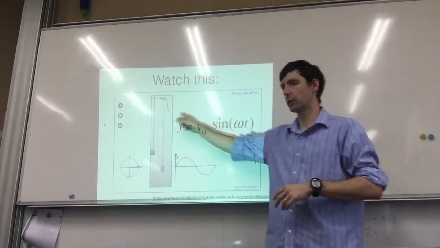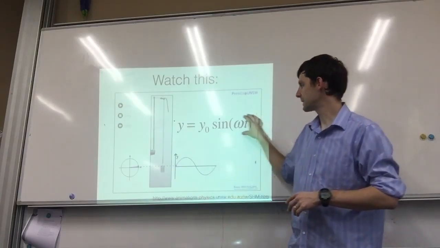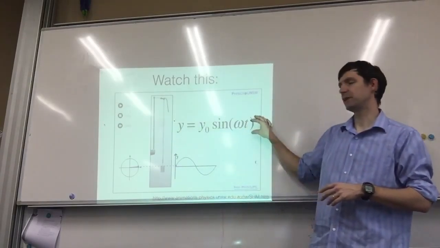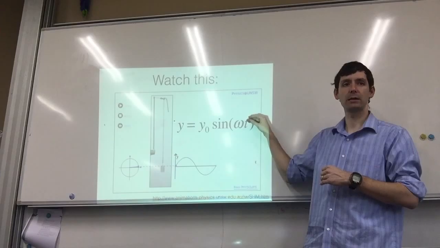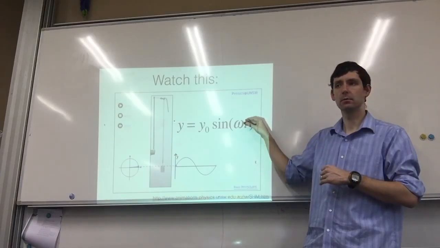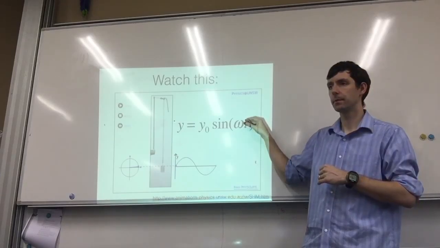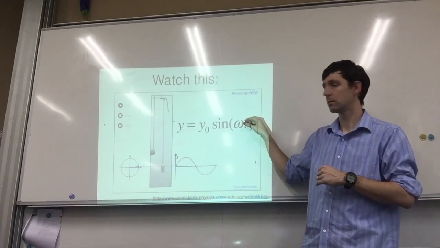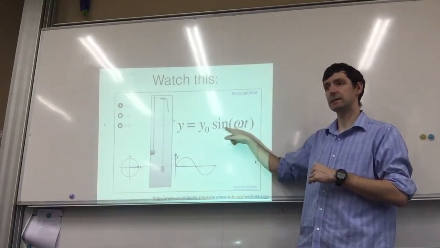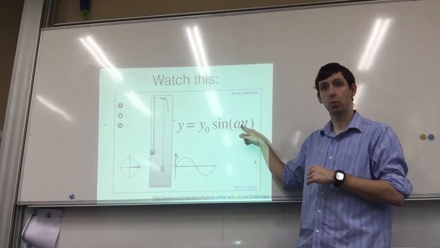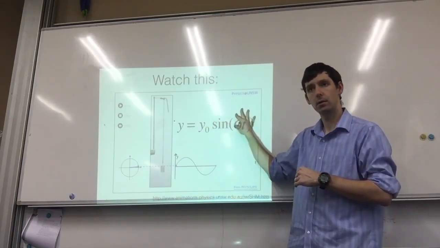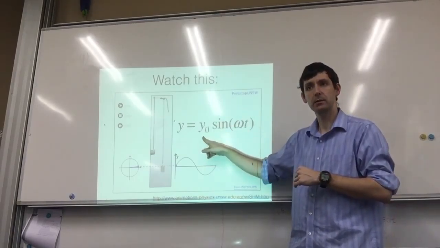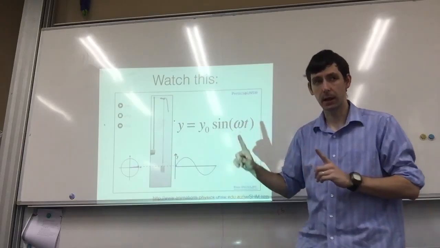So this is going to be important. If this is my definition, what is the maximum possible height? Y0. What's the biggest thing that sine can be? 1. So if this is 1, then y0 is the maximum height.